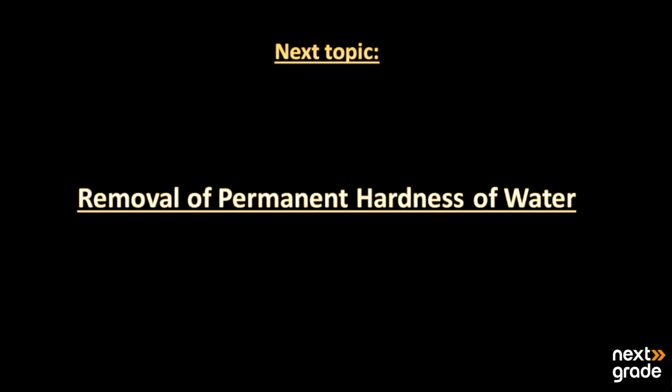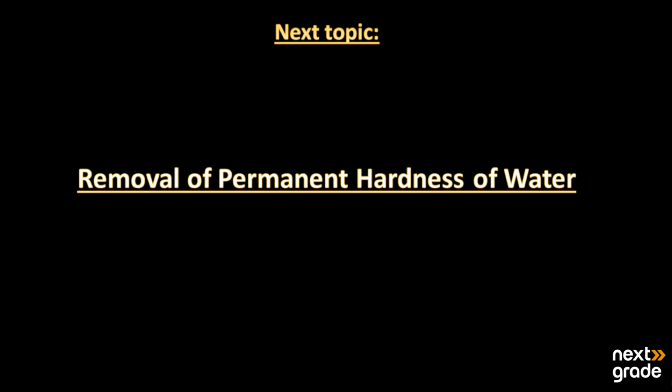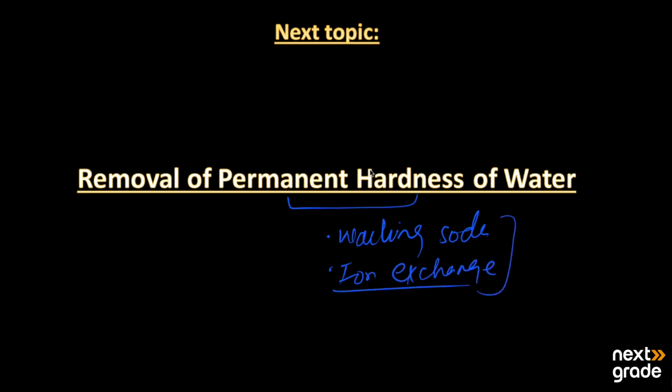The next topic that we will discuss is the removal of the permanent hardness of water. Permanent hardness of water can be removed by two methods. The first is the use of washing soda, and the second is the ion exchange method. We can use both these methods for the removal of that type of hardness, which is also difficult to remove because it is permanent.